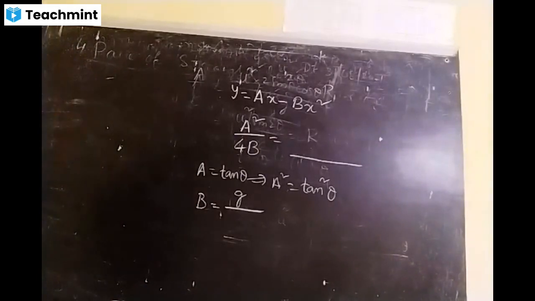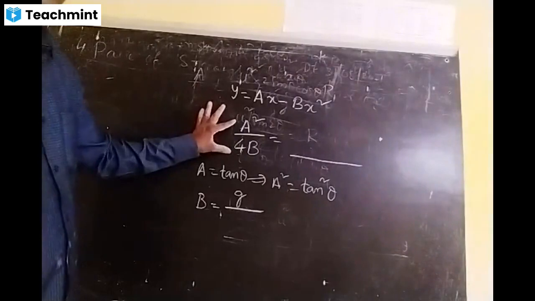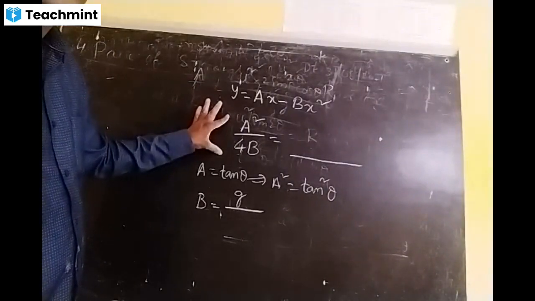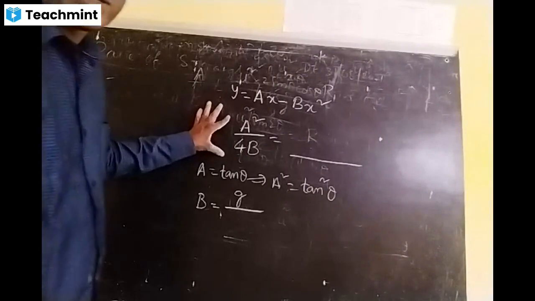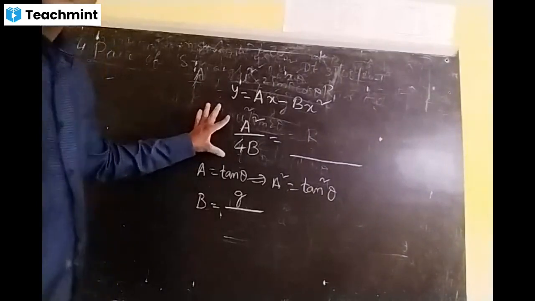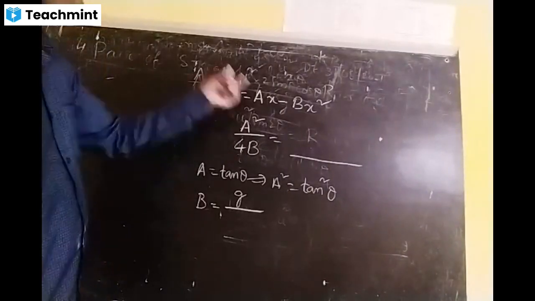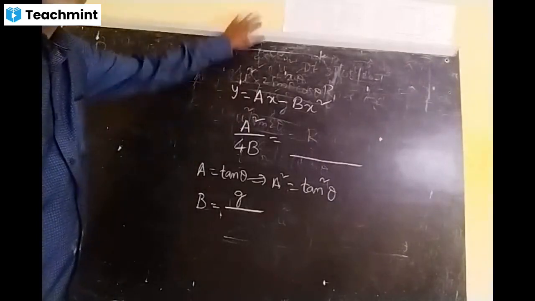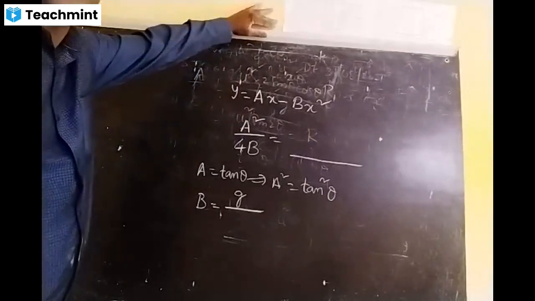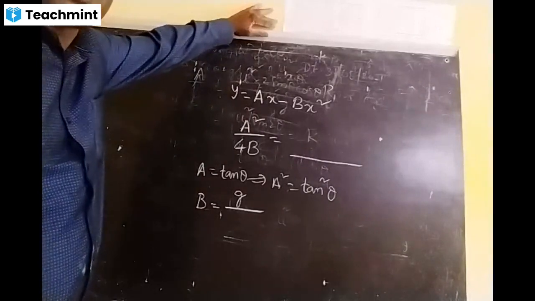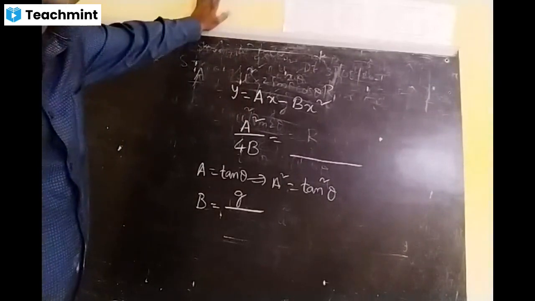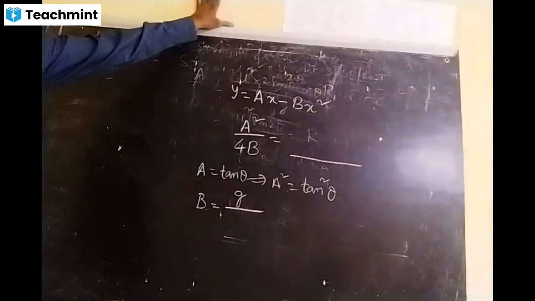Yes. So whenever I ask you the value of a square by 4b, you should tell the answer as maximum height. And whenever I ask you the value of a by b, when I have given the equation of parabola as y is equal to ax minus bx square, then a by b value is equal to range. And a square by 4b you have to get as maximum height.